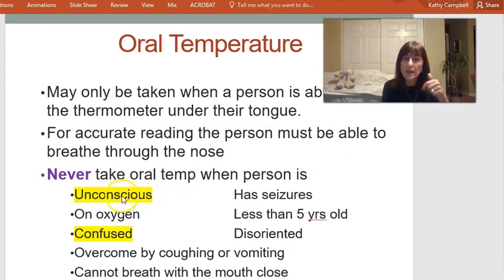So who can we not do it on? We never take a temperature on someone who's unconscious. We shouldn't take it on people who are on oxygen. They're getting oxygen by mouth or nose. If they're confused, because they might bite down on it. If they're disoriented, because they could bite down on it. Or if they are coughing a lot or vomiting a lot, it's not going to be accurate, or they can't keep their mouth closed and breathe through their nose. Anyone who has a history of seizures, we shouldn't do it on, and then children less than 5, we should not do it on.